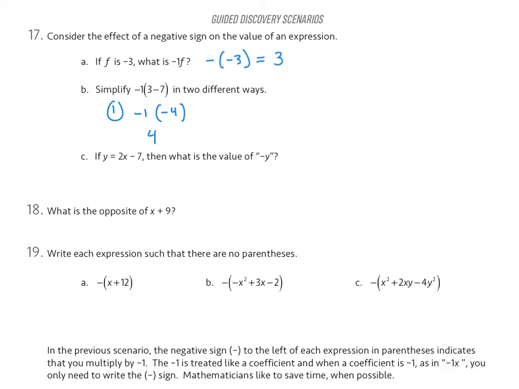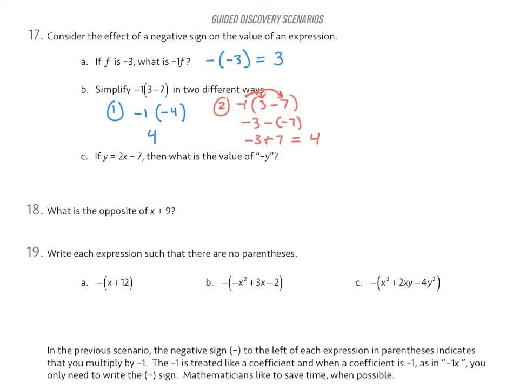The second way you could do this is to treat the negative 1 as a number that is multiplied by 3 and a subtracted 7. So you could distribute the negative 1 to the 3, which makes it a negative 3, the opposite, and then negative 1 to the subtracted 7, which makes it a subtracted negative 7. Negative 3 minus negative 7 is negative 3 plus 7, and negative 3 plus 7 is equal to 4.